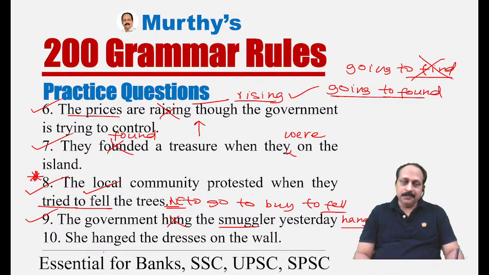Question number 10. She hung the dresses on the wall. Here, dresses, things. We cannot use the regular form. We have to use the irregular form. Hang, hung. She hung the dresses on the wall. Then it is correct. I hope you guys got it.